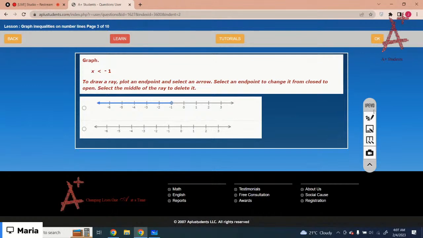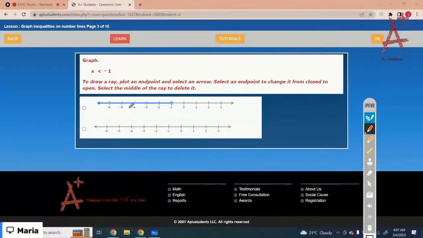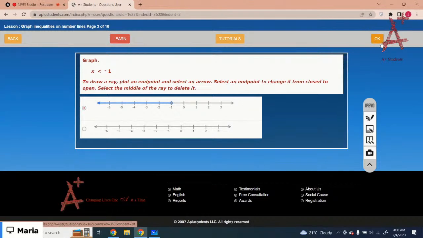Okay, then the next one is x is less than -1. That means x cannot be negative 1, but all the values that are less than negative 1. Got it? So there you have an open circle at negative 1, because negative 1 is not included. And all the values are less, so the graph must be pointing on the left hand side. So option number 1 is the correct option. Just select the correct option, then click on the OK button.